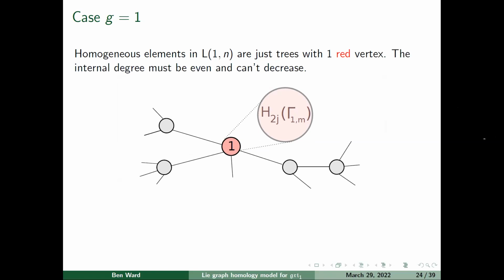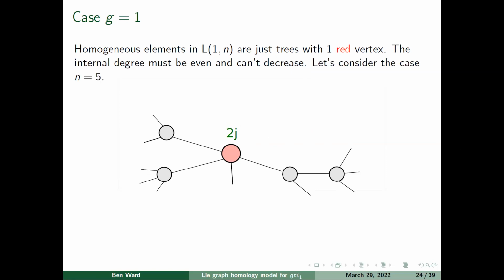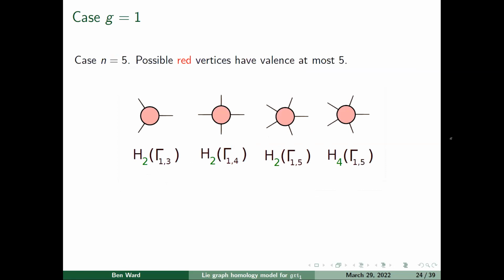Okay, and the internal degree can't decrease if I'm looking at the contraction differential, because it can stay the same or it can go up. So there's a nice filtration here to study this complex. I'll erase the genus label because it's always one now and just put the degree label in green. And to be concrete, let's look at the case n equals 5. For n equals 5, the maximum valence is 5. So that tells me I can have these possible red vertices, which have degree 2 or 4 only.